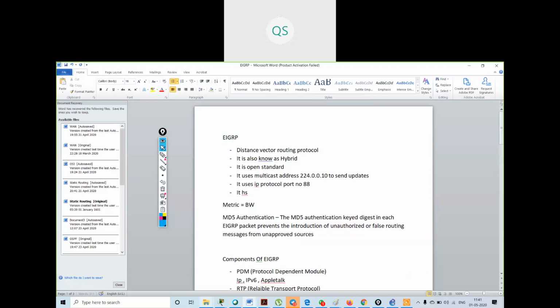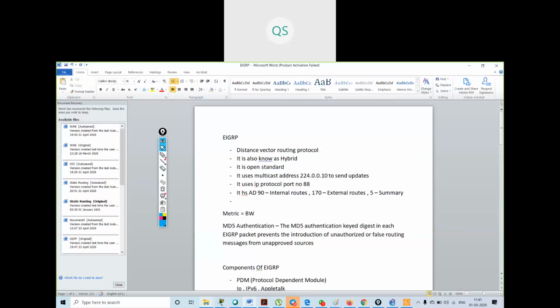It has AD value as 90 for internal routes and 170 for external routes. And one more is there: 5 AD value is for summary routes. If any summary route is being sent, then it will be using 5 as the AD value.